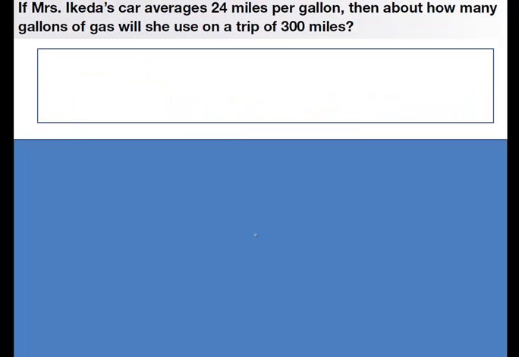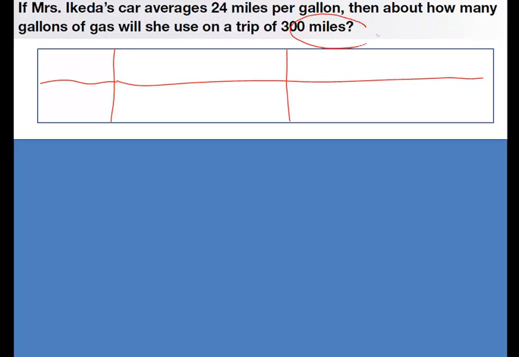Let's look at another one. If Mrs. Aikita's car averages 24 miles per gallon, then about how many gallons of gas will she use on a trip of 300 miles? So the first thing you need to do is figure out what are the two things you're going to use. Let's use miles, because we know she's going to travel 300 miles, and she's also going to be using gallons. So that's going to be our two things. Let's go ahead and put miles up top, put gallons on the bottom.